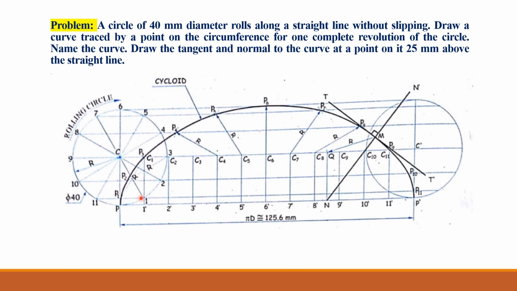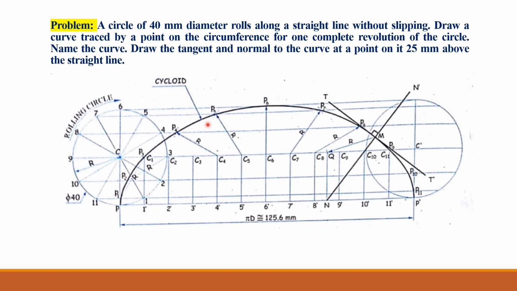Then by using a French curve, you join all these points P1, P2, P3, P4, P5, P6, P7, P8 up to P dash in sequence and dark this curve only. Then name the curve as cycloid, because this is a cycloidal curve.